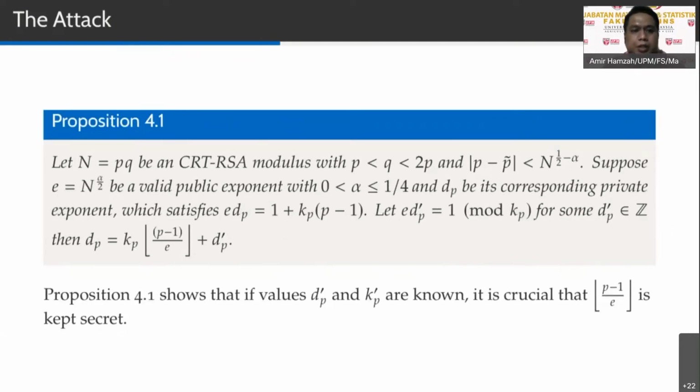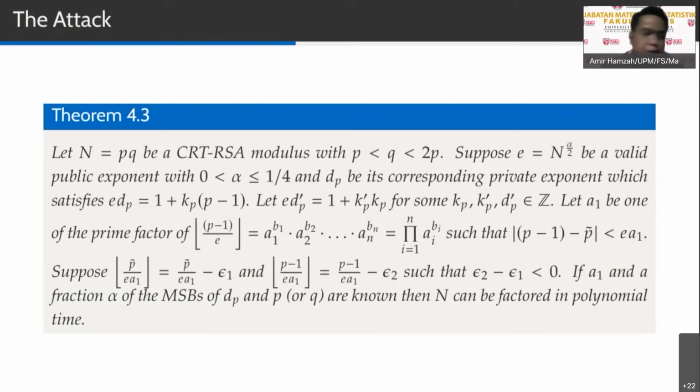This proposition shows that by knowing these two values, we can derive dp. But observe here that we still need the value of the floor of (p − 1)/e. We still need this value here.